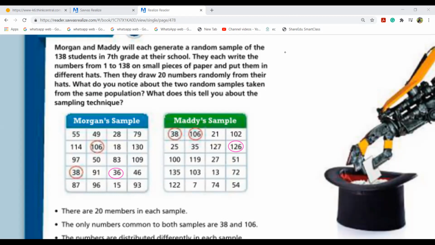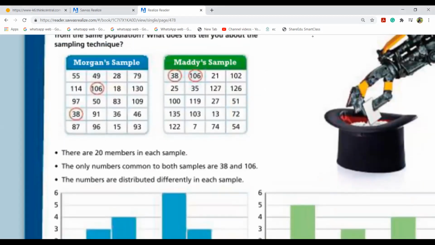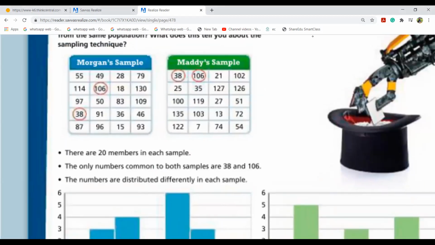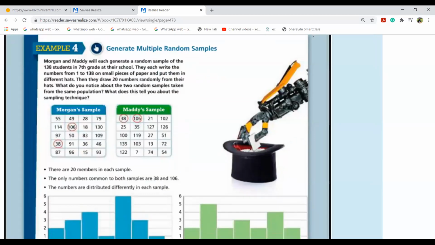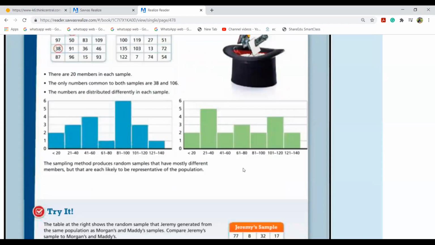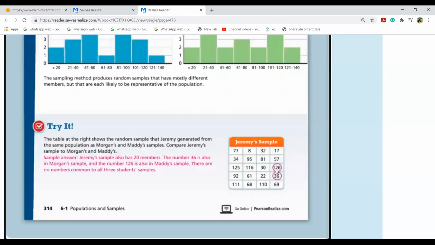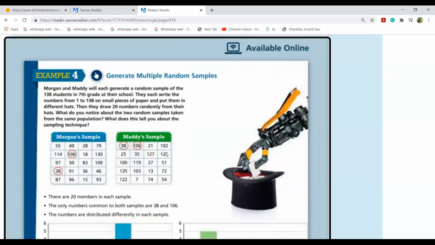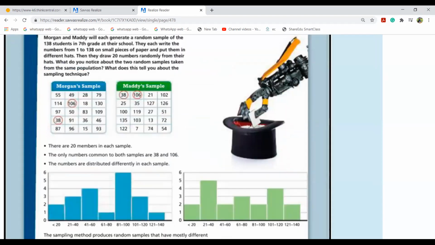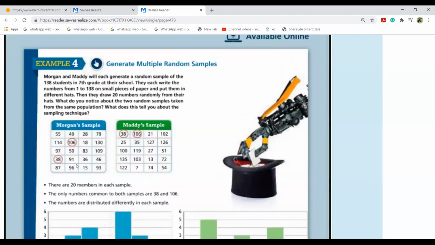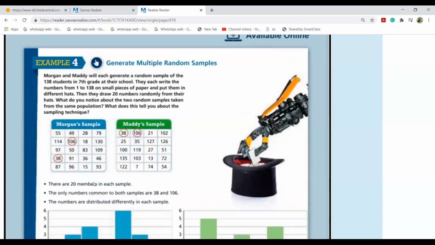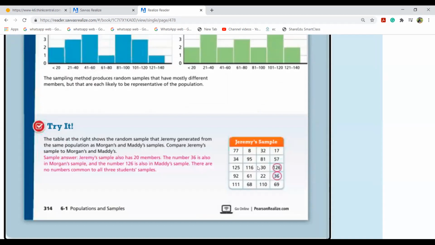Miss, there is no 36. It's 36 here. Oh, miss, I didn't understand. You are just checking what is common, sweetie. Maddie's sample, what do you have the same as Jeremy's sample? You have 126 and 126 here. You don't have any other number. If you check each and every number, you don't have any other number. And when you come to 36, oh, 36 is exactly the same here. And other numbers, you cannot find here.